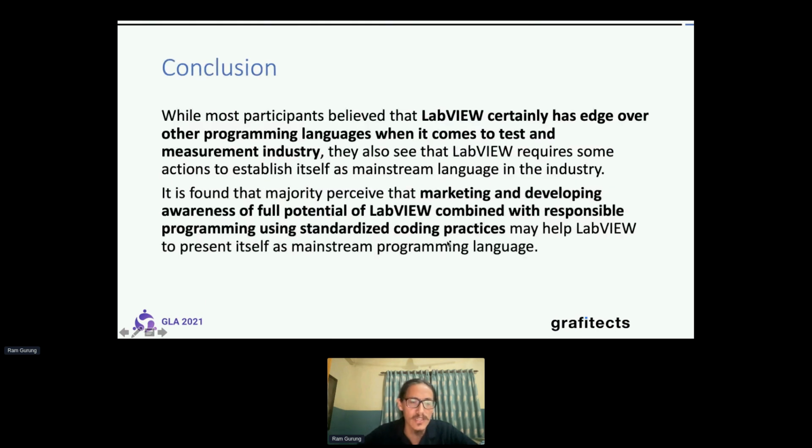So the conclusion based on this: while most participants believe that LabVIEW certainly has an edge over other programming languages when it comes to the test and measurement industry, they also see that LabVIEW requires some actions to establish itself as a mainstream language in the industry. It is found that the majority perceive that marketing and developing awareness of the full potential of LabVIEW, combined with responsible programming using standardized coding practice, may help LabVIEW present itself as a mainstream programming language.